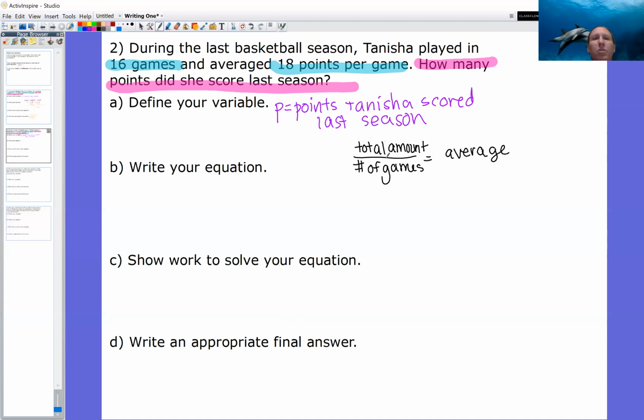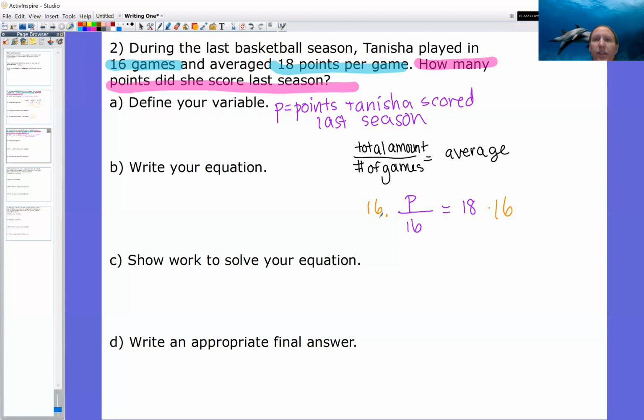We don't know the total amount of points she scored last season. That's what we're trying to find. So that's going to be our P. The number of games was 16, and the average was 18. And now we have our equation. Now we can do inverse operations and multiply both sides by 16.